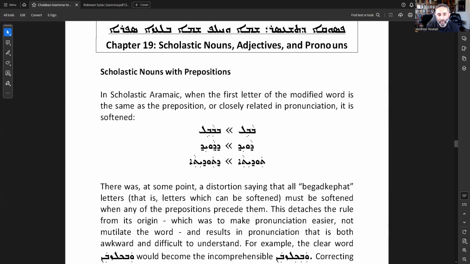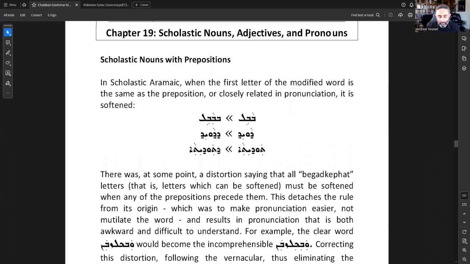If you want to say of David, David is Dawid, and of is D. D-d-dawid is hard to pronounce. So you say Dawid. You soften that second deleth into a theleth. Dawid. Toditha means confession or repentant. It can mean a lot of different things. Toditha can actually mean religion as well.